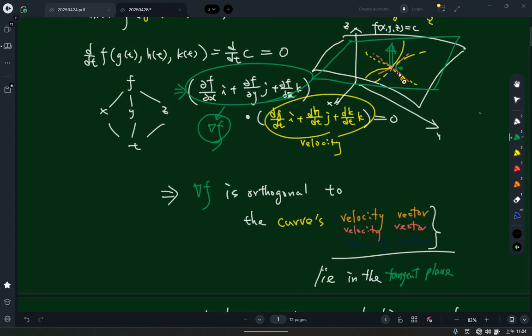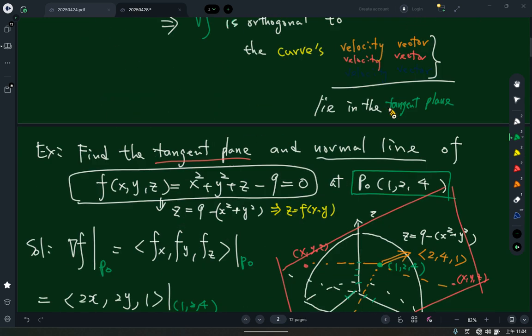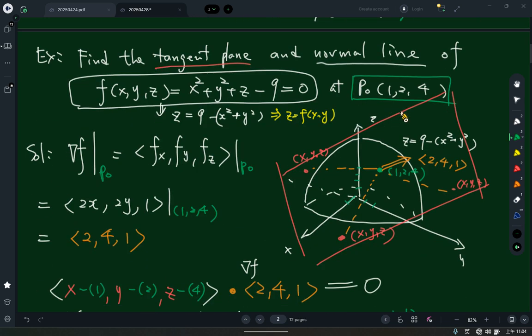You can construct the tangent plane because all velocity vectors lie in the tangent plane. This is the tangent plane, the green one. So let's go back to the physical example, just like this one. I give you a surface like this one, passing through this point P0. You can rephrase it as this one, and you know it's a surface, right?